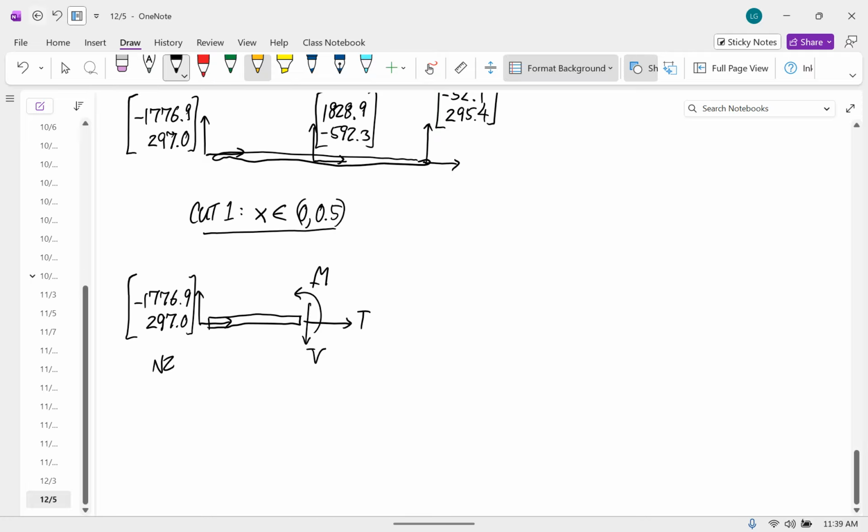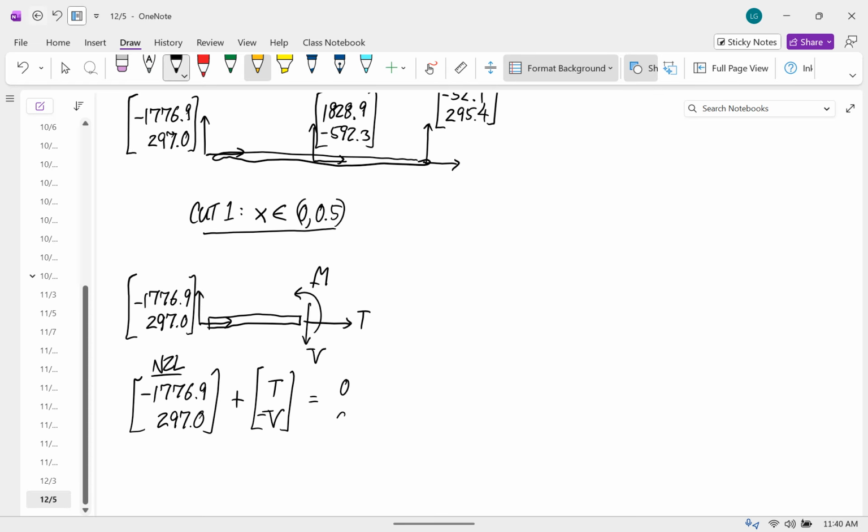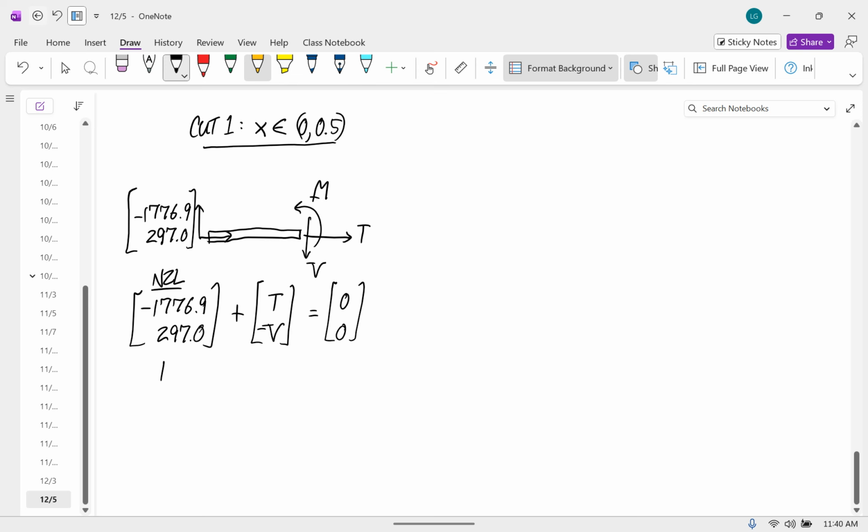So Newton's second law says negative 1776.9, 297.0 plus T, negative V is equal to zeros. So T is equal to 1776.9. V is equal to positive 297.0.